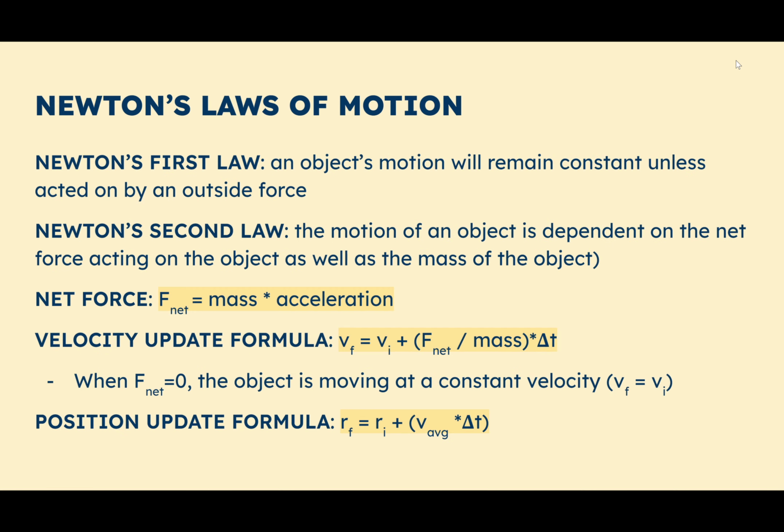Newton's laws of motion are included in this lab. Newton's first law says that an object's motion will remain constant unless acted on by an outside force. Newton's second law says that the motion of an object is dependent on the net force acting on the object as well as the mass of the object. Net force is equal to mass times acceleration. From this we can derive the velocity update formula, which says that final velocity is equal to initial velocity plus net force divided by mass times change in time.